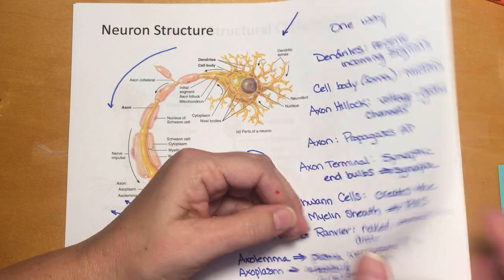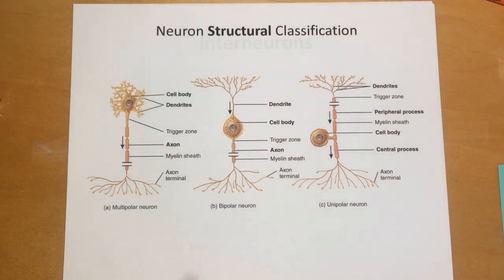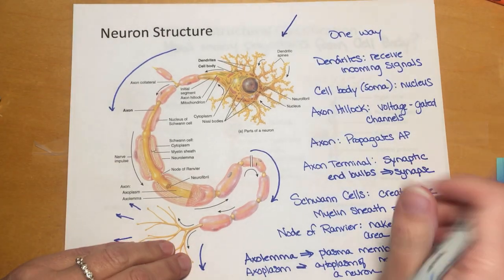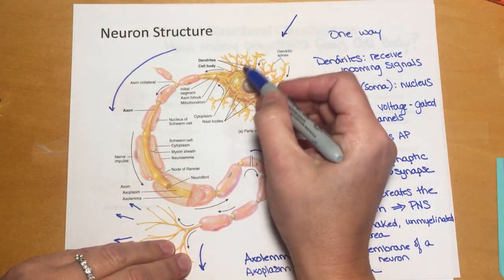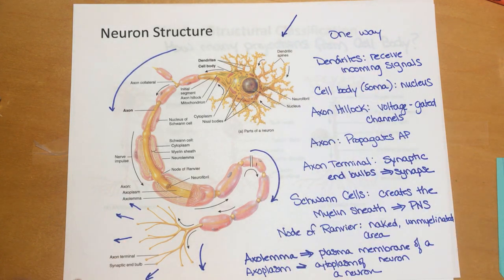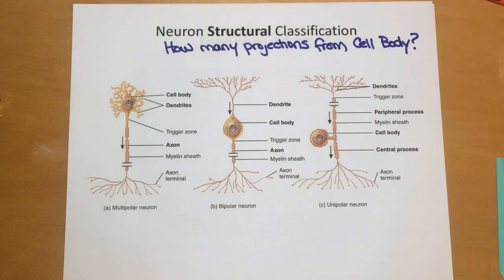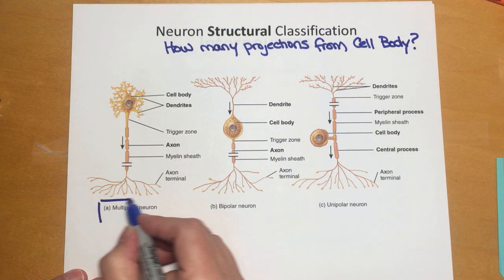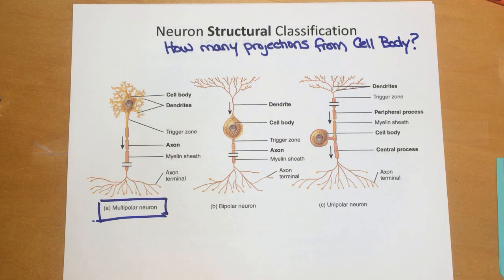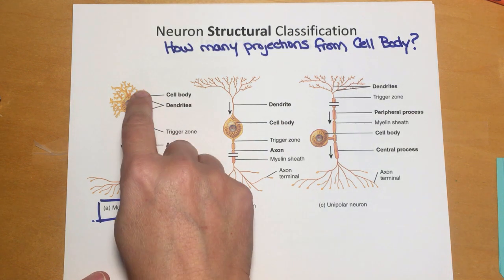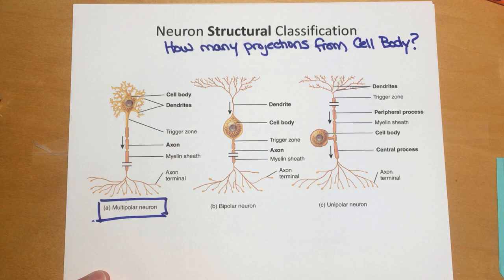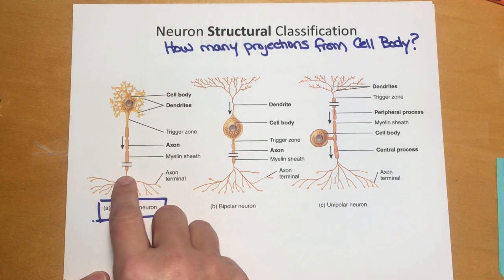So there's three different ways that we can structurally classify neurons, and they're based on how many projections are coming off the cell body. In this neuron that we looked at, you can see here's the cell body, and here's lots and lots and lots of projections coming off that. So we call a neuron that looks like this a multipolar neuron. And in fact, you can see it right here. This is the one that most people are most familiar with.